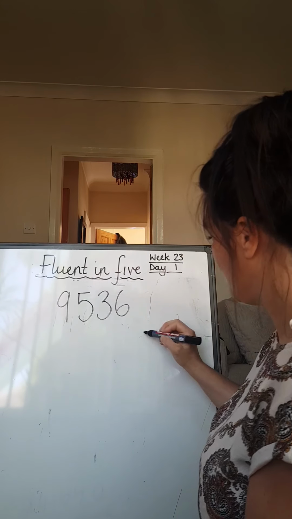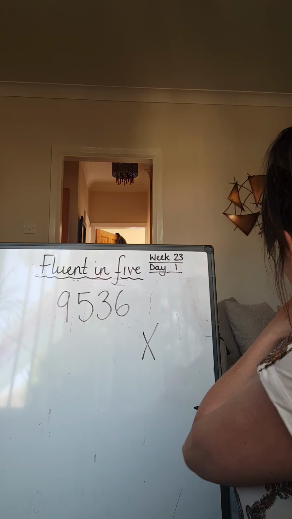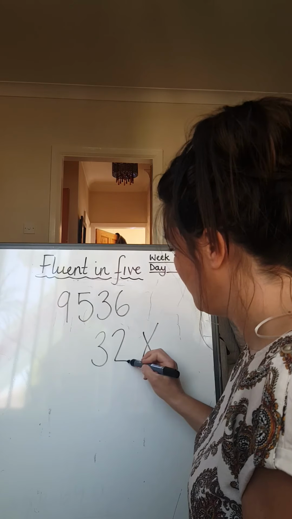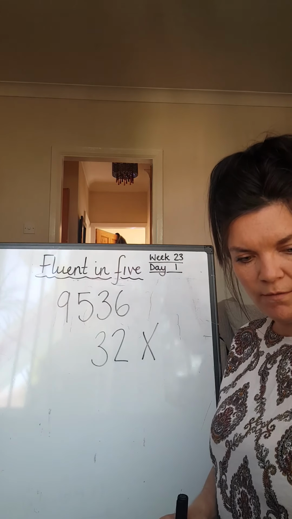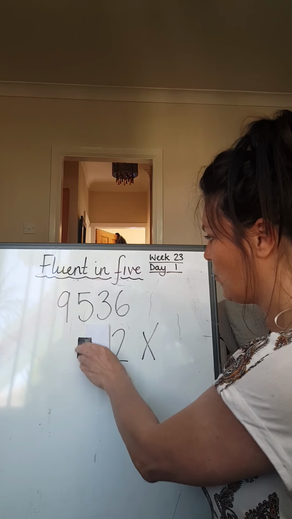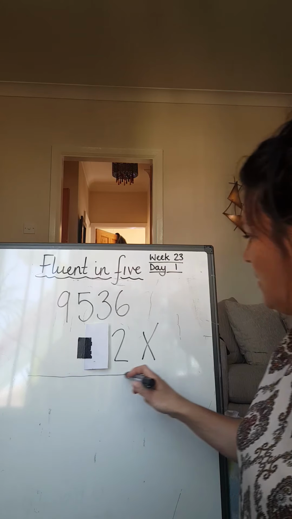9,536, and I'm doing long multiplication. Don't forget this is for 2 marks, sorry. 32 I am timesing by. So I'm going to get my post-it note from the radiator. I'm going to cover over the number in the tens column because I don't need that yet. Now this calculation becomes pretty simple. So let's work it out.